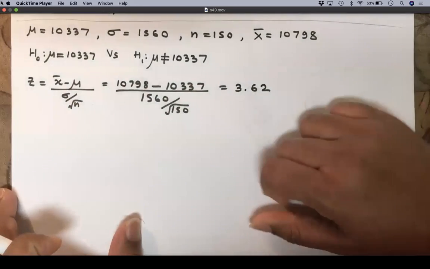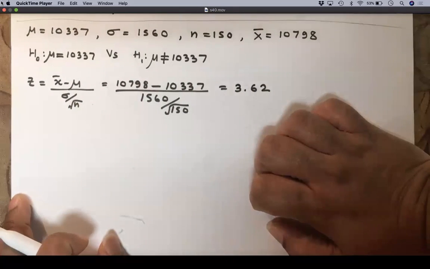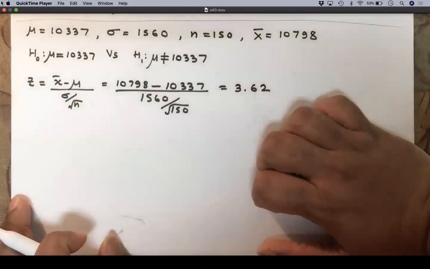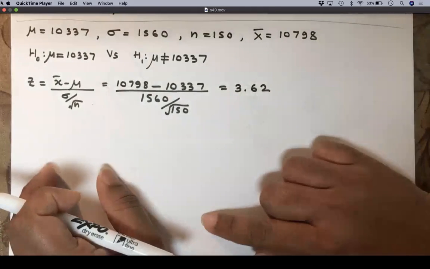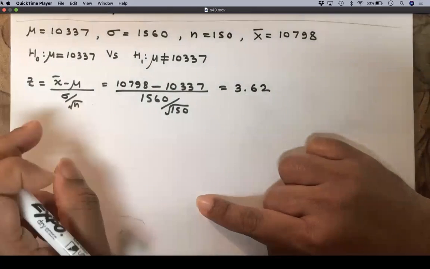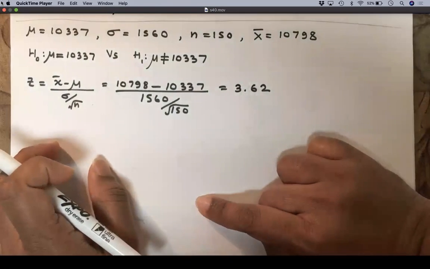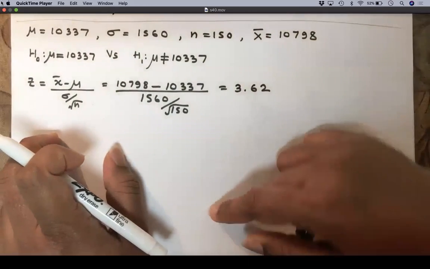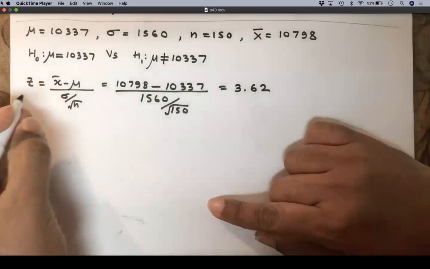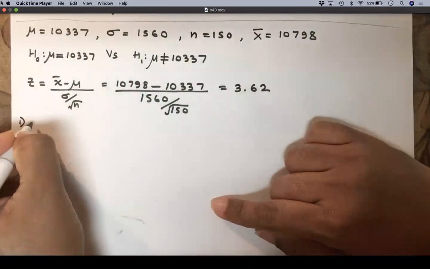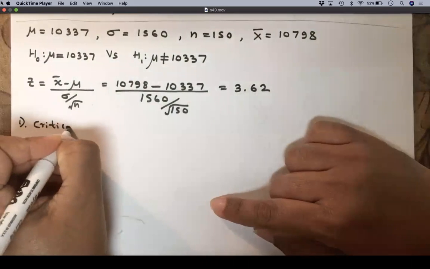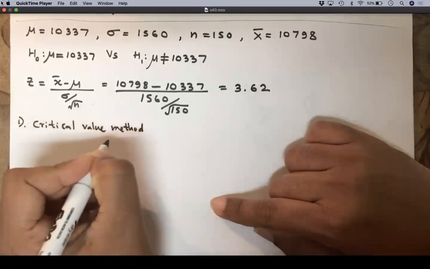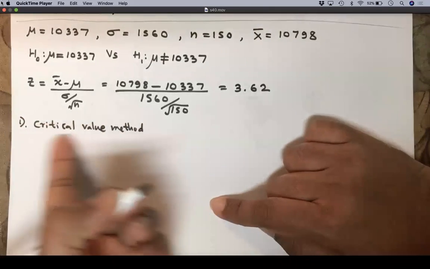Now the next step is you can use either the critical value method or the p-value method to find your critical values or p-values. I will show you both methods, but if you are doing an example, you don't need to show both. Use only one method and get the relevant value. First, I will write the critical value method. I will find the critical values using this method.